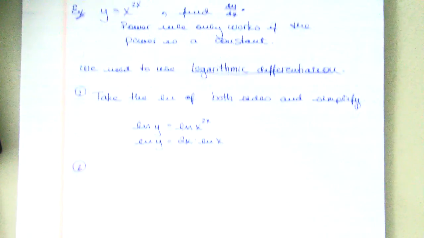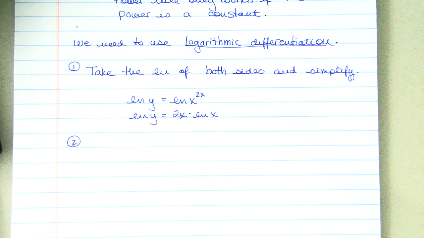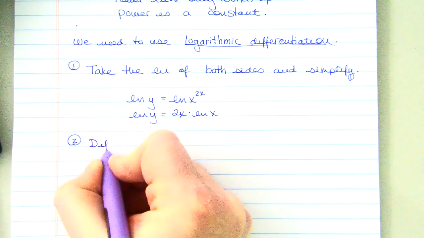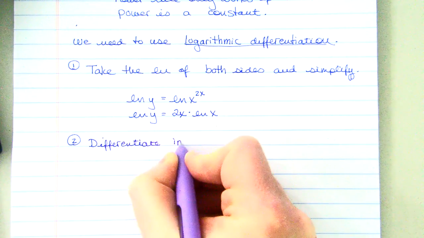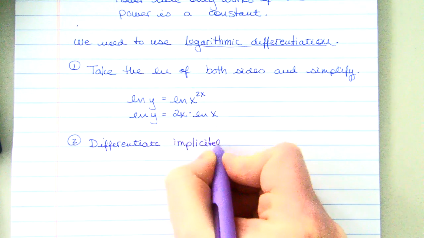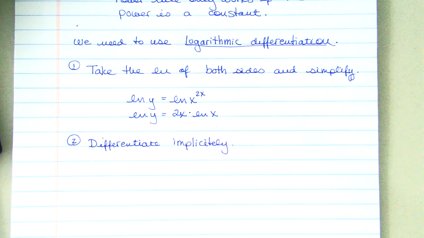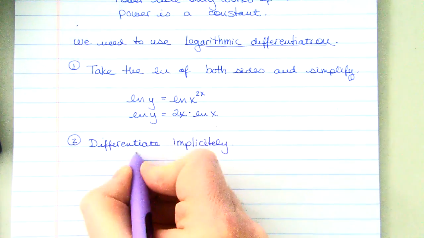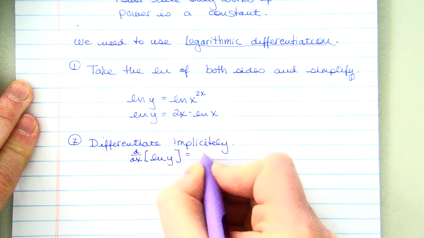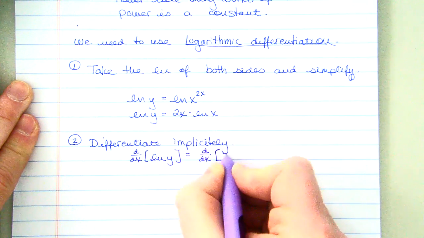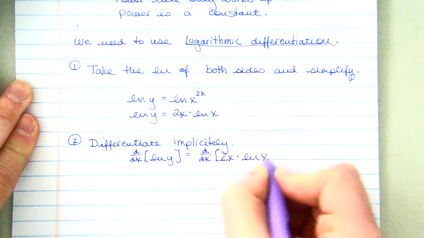Number 2. I'm going to find the derivative of both sides. And because it's not y equals, it's something more complicated, I need to use implicit differentiation. I'm going to differentiate implicitly. So, I'm going to find the derivative of the natural log of y. And on the other side, I'm going to find the derivative of 2x times the natural log of x.